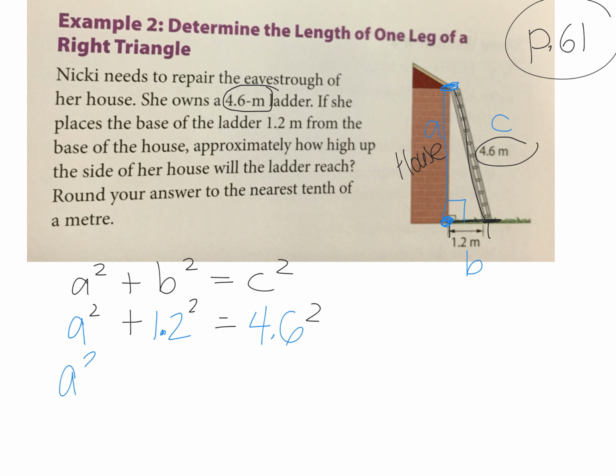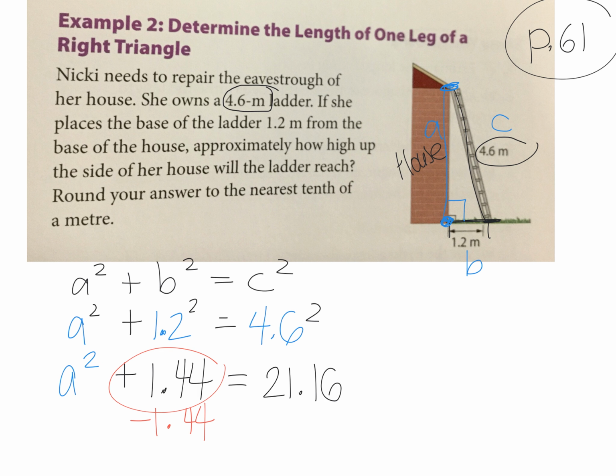A squared plus, what's 1.2 times 1.2? 1.44 equals, what's 4.6 times 4.6? 21.16. This is similar to the last example we just did. I want to get rid of this plus 1.44. What's the opposite? Subtract. If I have 1.44 and I take away 1.44, that's gone. If you do it on one side, you have to do it on the other side. Subtract 1.44, so A squared equals 21.16 take away 1.44. That's what we're doing. Everyone understand that, right? What is 21.16 take away 1.44?